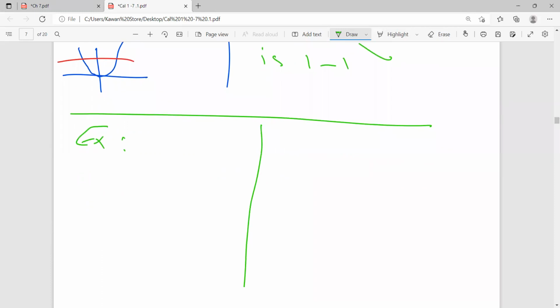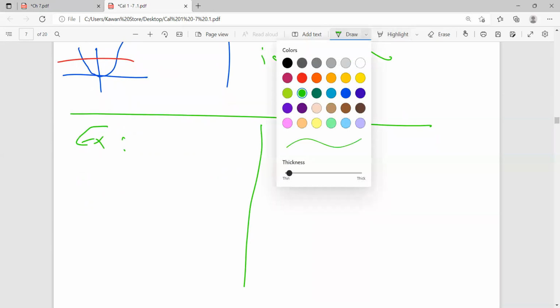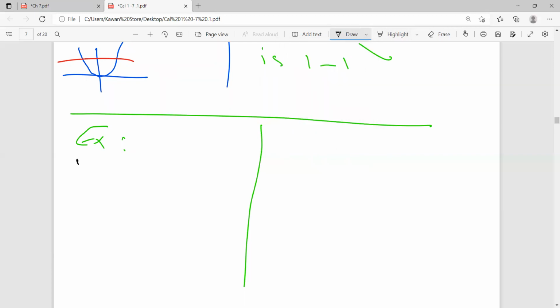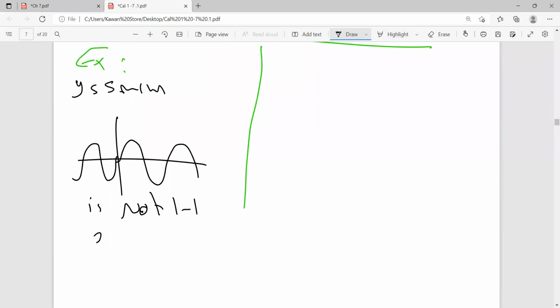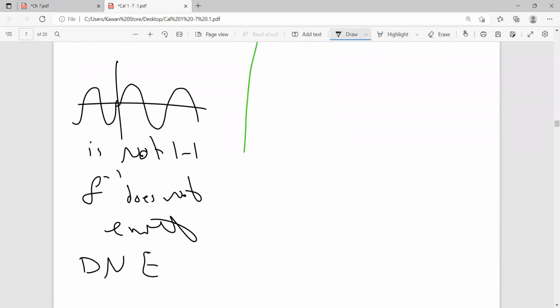Look. y is equal to sine of x. Generally speaking, we say that one is not one-to-one, so f inverse does not exist. Am I right? Does not exist.